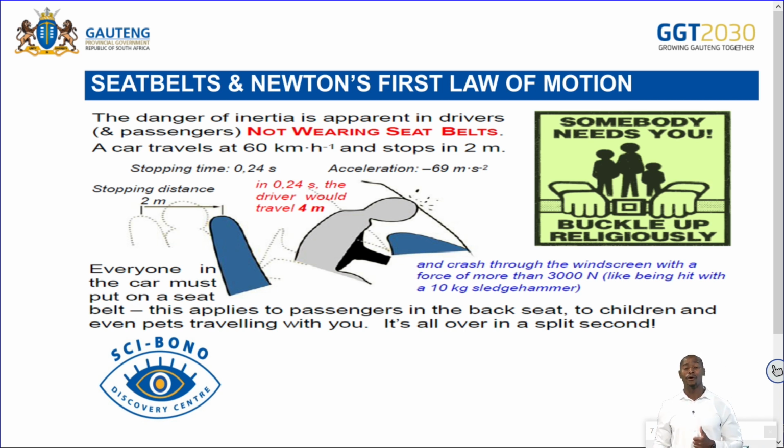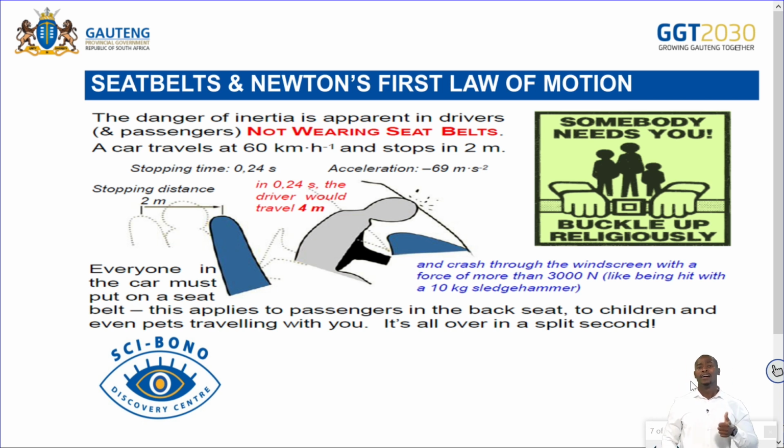So now let's look at the importance of wearing seat belts vis-a-vis Newton's first law. So one, why are we supposed to wear seat belts? The reason why we are supposed to wear seat belts, remember each body has its own inertia. Remember, if an object is at rest, that object actually wants to remain at rest. But if an object is moving at a constant velocity, that object wants to continue moving at a constant velocity. Why? It's because of its inertia. By now we know what is inertia.